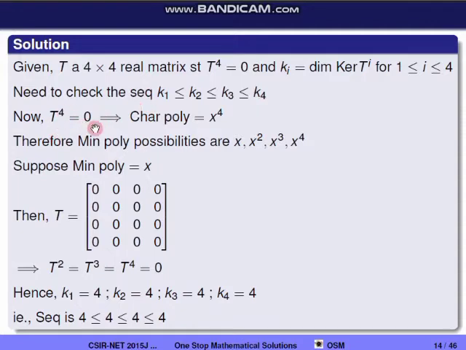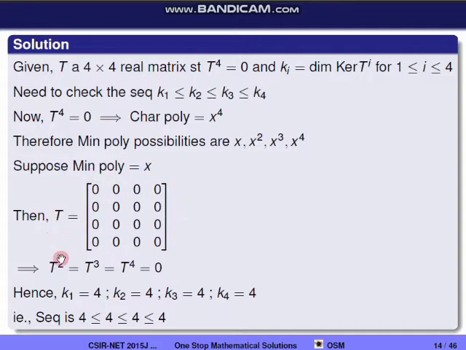So this implies characteristic polynomial is equal to x power 4. And the root of characteristic polynomial is 0, which is the eigenvalue. Now minimal polynomial possibilities are x, x square, x cube, x power 4, since minimal polynomial divides characteristic polynomial. Suppose I take minimal polynomial as x, then we have a Jordan block of order 1. And all other Jordan blocks will be less than or equal to 1. Order is a positive quantity, so all other blocks will also be equal to 1. So the Jordan canonical form of T is given by this.